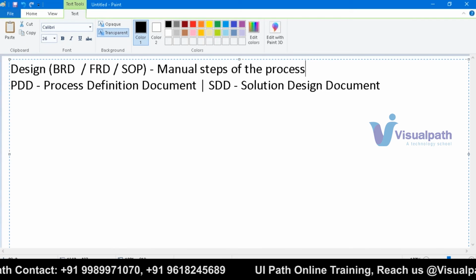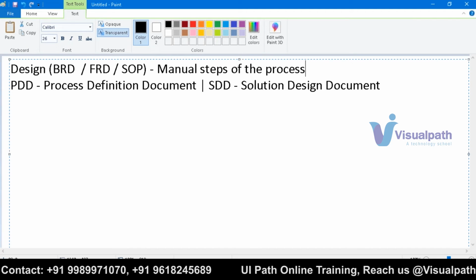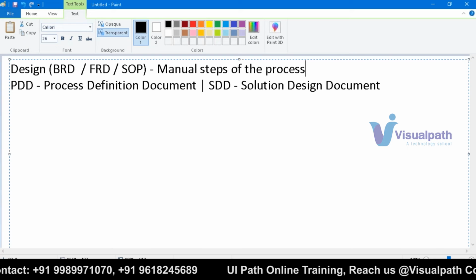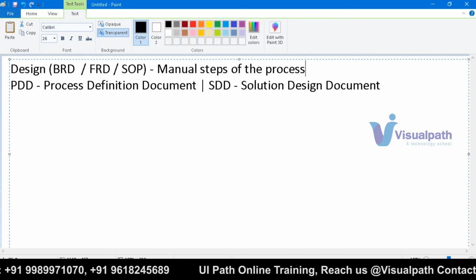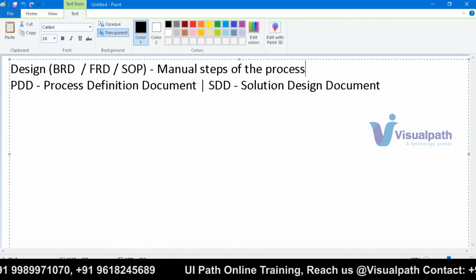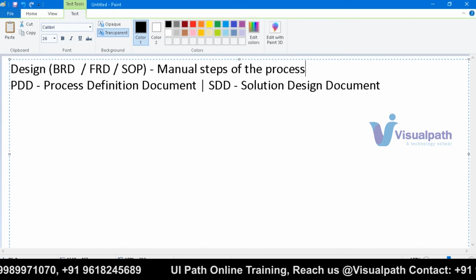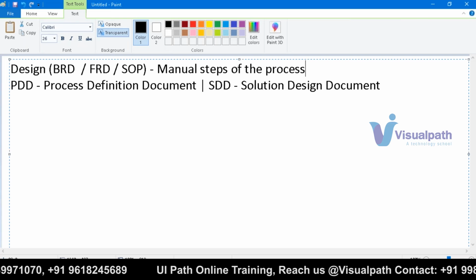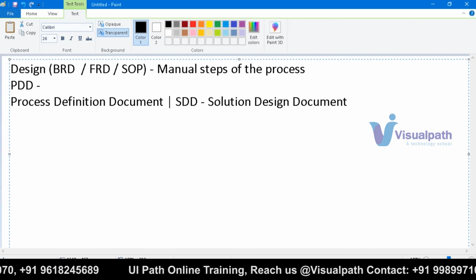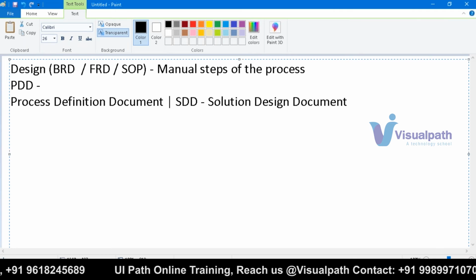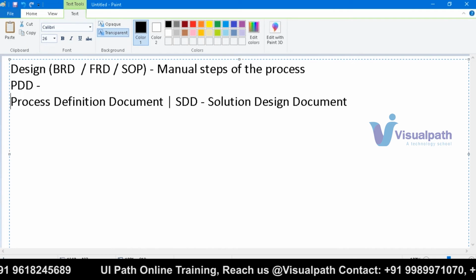So you try to understand the process. You look at the process from a technical perspective. What are they actually doing? What kind of applications are they using? What format of data are they processing? You try to understand the process technically, and you write down the technical information of the process in the process definition document. The process definition document is where you write the technical aspects of the process.